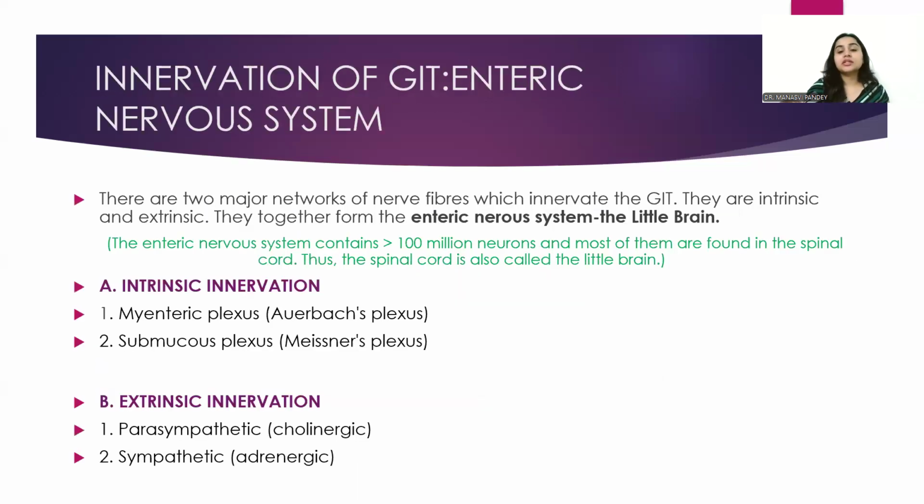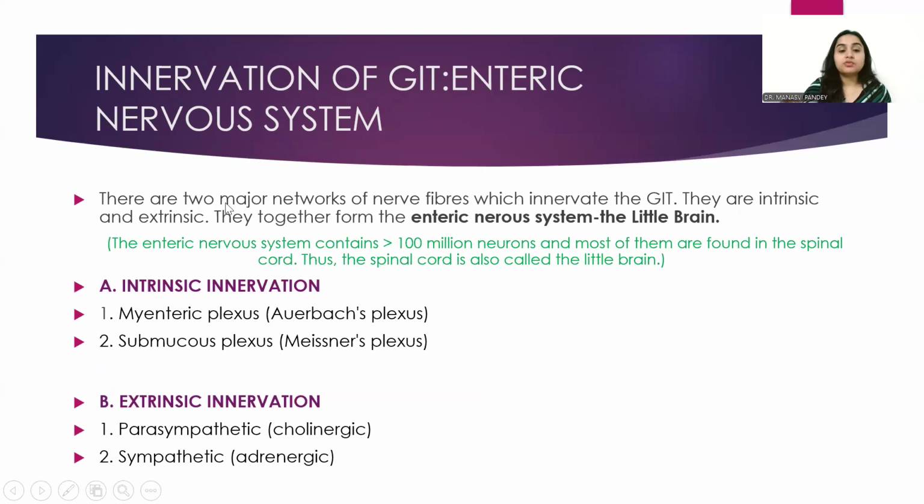Innervation of GIT, that is the enteric nervous system or the little brain. Now this enteric nervous system, why is it called the little brain? Because it contains more than 100 million neurons and most of them are found in the spinal cord.